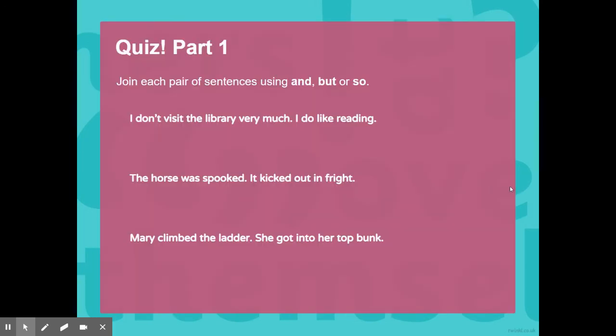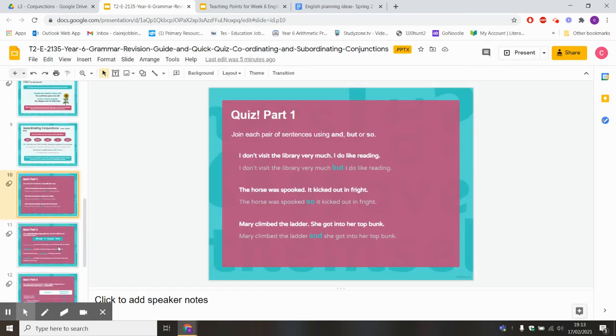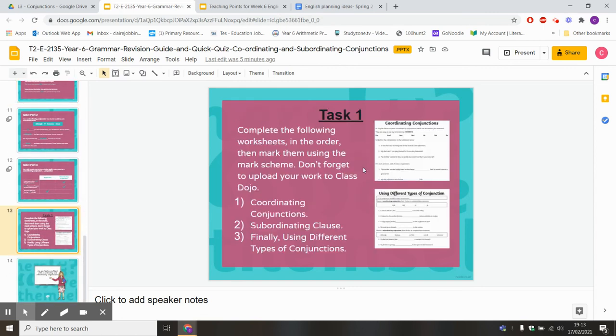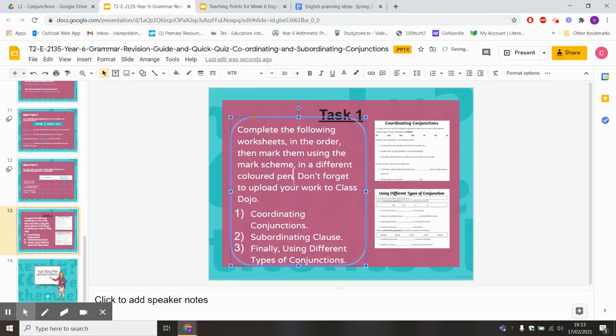So, as always, you have a little quiz that we'd like you to have a go at, making sure that you join each of these sentences using and, but, or so, and then you mark them. Same for question 2 and question 3. Remember, all you need to do is write quiz, then 1, 2, and 3, and write the answers in your books. You then have another task to do today, ladies and gentlemen, where it says complete the following worksheets in order, then mark them using the mark scheme in a different coloured pen. I'm going to write that in a different coloured pen. Don't forget to load your work to Class Dojo in the English section.